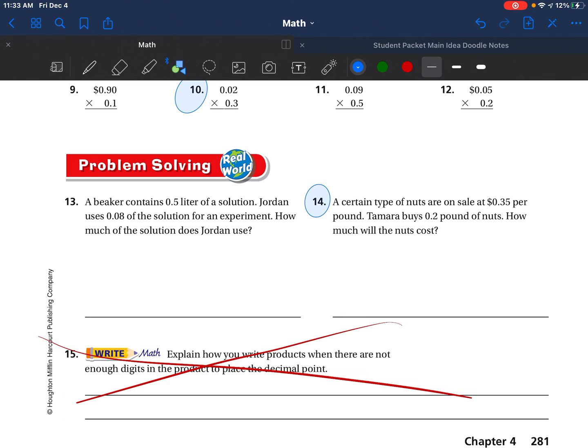And then number 14, a certain type of nuts are on sale for 35 cents per pound. Tamara buys 2/10 of a pound of nuts. How much will the nuts cost? Again, just multiply the two and you will have your answer.